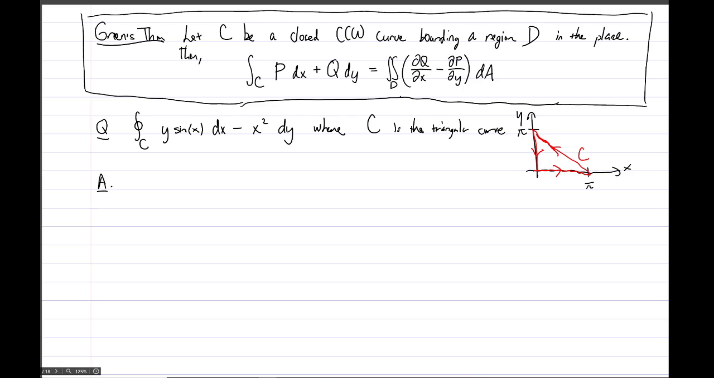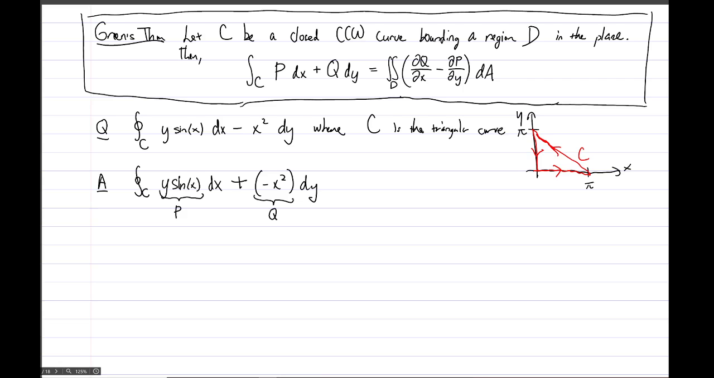Okay, so here's the answer as I'd like to give it. We have to slightly rewrite the problem: integral over C of y sine of x dx. But I'd really like to intentionally have a plus sign here to match the plus sign in Green's theorem. So then negative x squared dy. Then we'll identify the same notational pieces that are in Green's theorem: y sine of x is going to be capital P, and negative x squared is going to be capital Q.